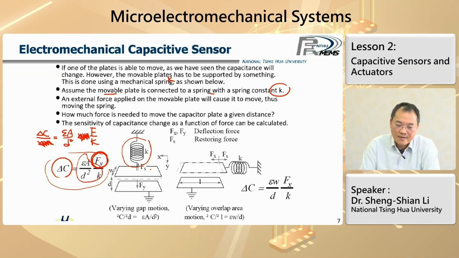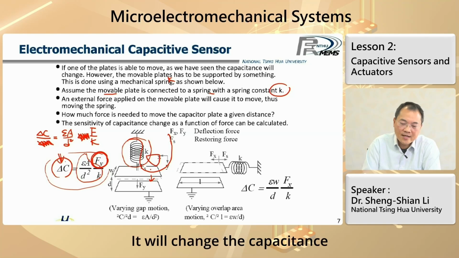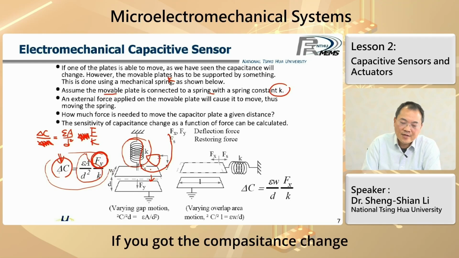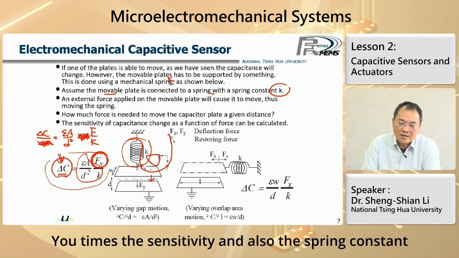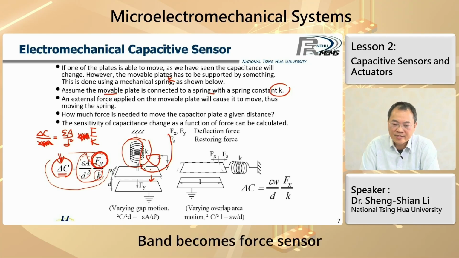One more time, if you have a finger, you press your plate moving down, it will change the capacitance. How to measure the finger force? Easy. If you get the capacitance change, you multiply by the sensitivity and also the spring constant, then you get your force. It becomes a force sensor.